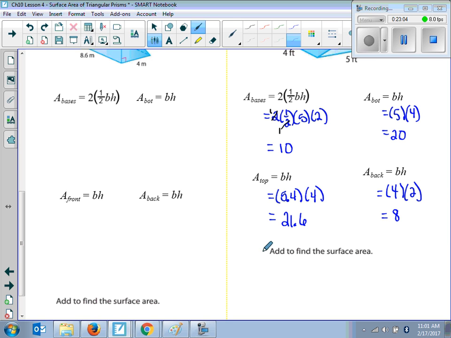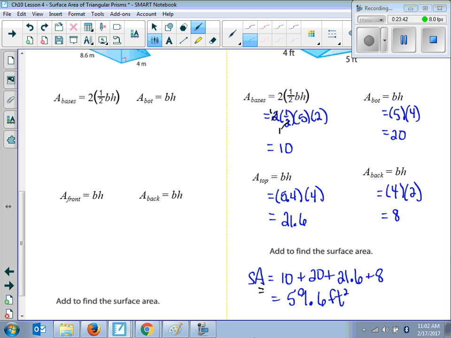So now, to find our total surface area, we're going to add all of the face areas together. So we're going to call it SA for surface area. And that's going to be 10 plus 20 plus 21.6 plus 8. All right, so our total surface area is 59.6, what are my units? Feet squared. Because of the fact that we are finding surface area, it's units squared.